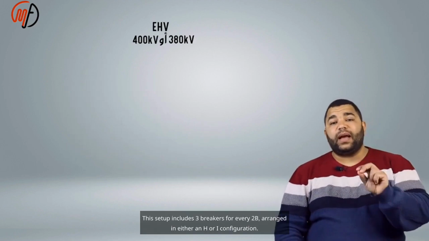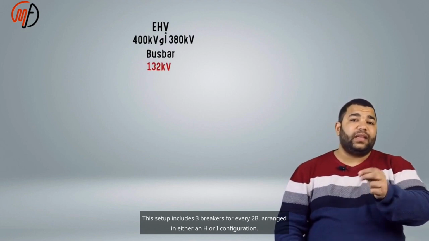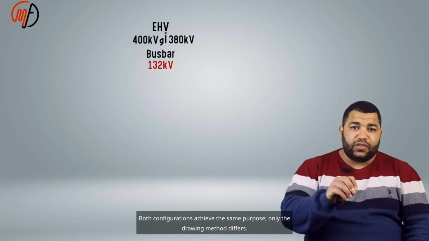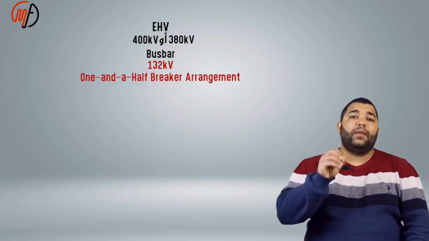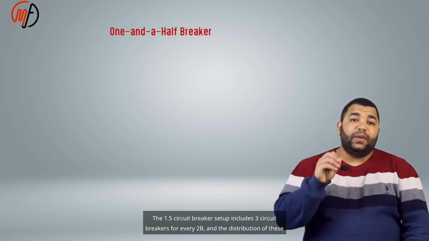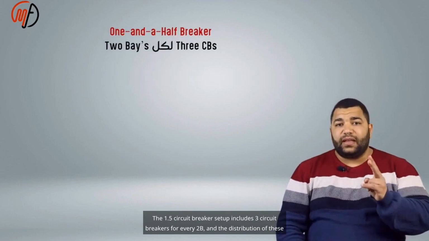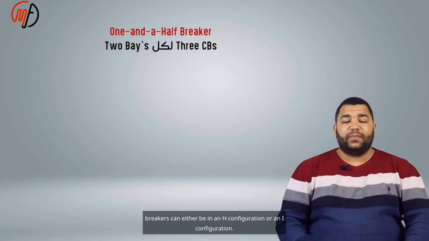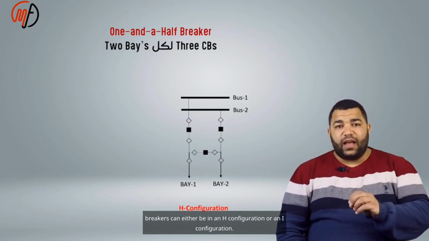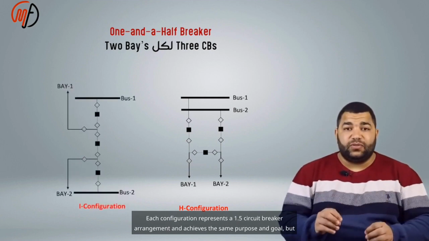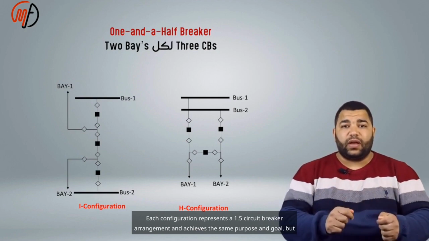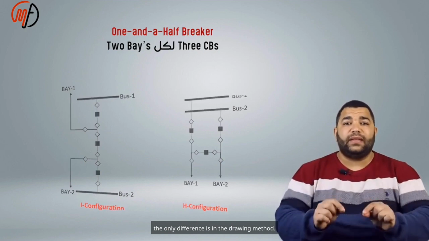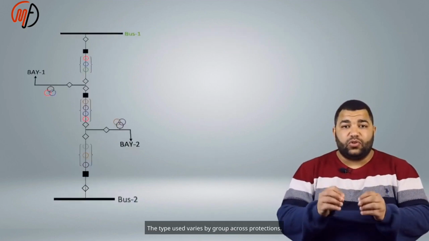This setup includes 3 breakers for every 2 feeders, arranged in either an H or I configuration. Both configurations achieve the same purpose, only the drawing method differs. The 1.5 circuit breaker setup includes 3 circuit breakers for every 2 feeders, and the distribution of these breakers can either be in an H configuration or an I configuration. Each configuration represents a 1.5 circuit breaker arrangement and achieves the same purpose and goal, but the only difference is in the drawing method. The type used varies by group across protections.